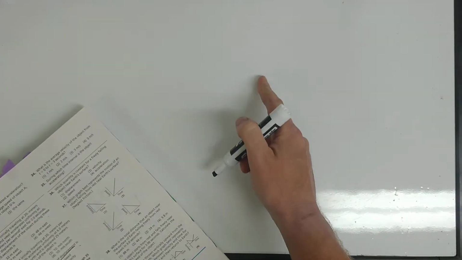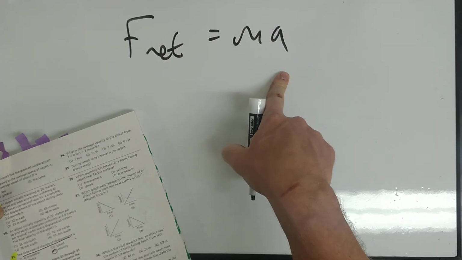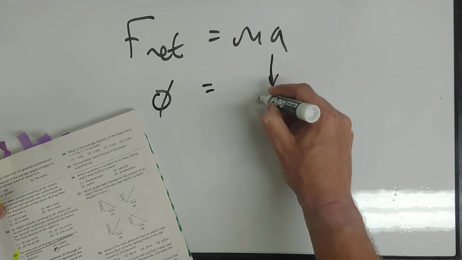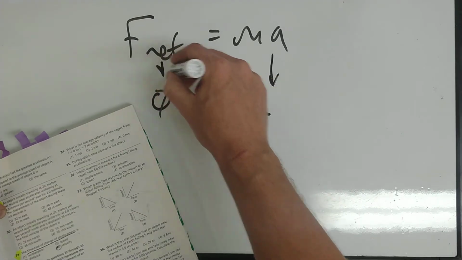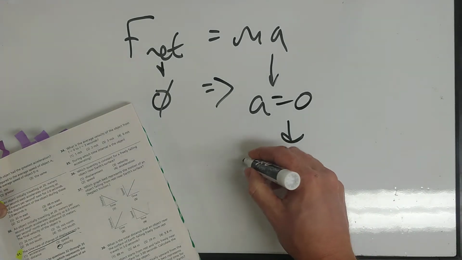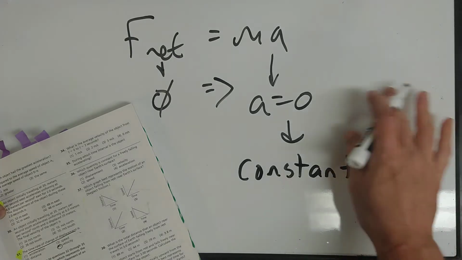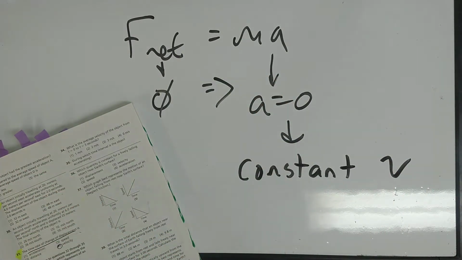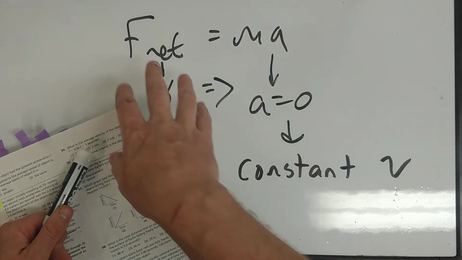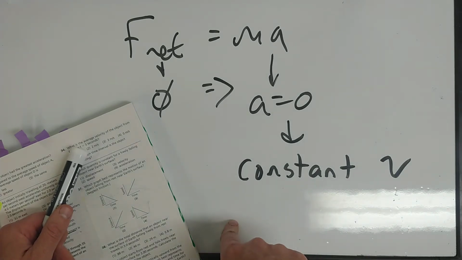That doesn't mean that the object isn't necessarily moving. It means the acceleration is equal to 0, which means either at rest or moving at a constant velocity. Some kind of grit on my whiteboard here. Oh well. Constant velocity, that means the acceleration is 0. So static is when it's a constant velocity. That could be 0 or non-zero.